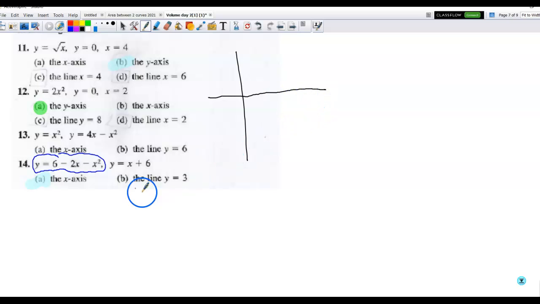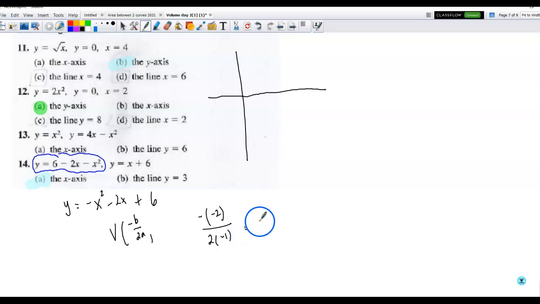All right, so let's look at y equal to negative x squared minus 2x plus 6. We've talked about this before, but I will remind you that for the vertex of a parabola in standard form, the x-coordinate is negative b over 2a. So in this case, that would be the opposite of negative 2 over 2 times negative 1. So that'll give me positive 2 over negative 2, which is negative 1. So the vertex of this parabola has an x-coordinate of negative 1.